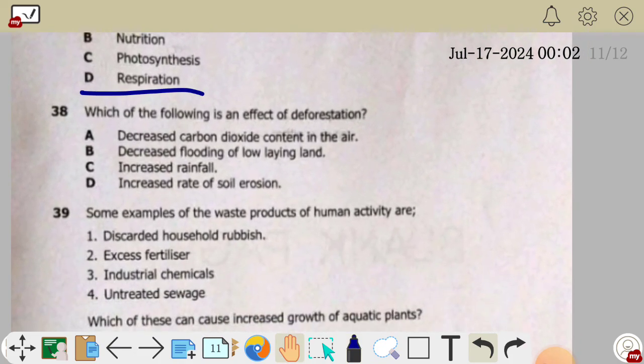Question 38. Which of the following is an effect of deforestation? A. Decrease carbon dioxide content in the air. B. Decrease flooding of low-lying land. C. Increased rainfall. D. Increased rate of soil erosion. So the correct answer here is D. The effect of deforestation, cutting down trees, will increase rate of soil erosion.